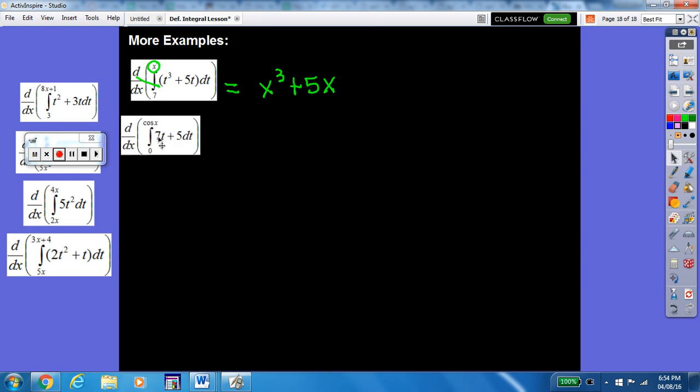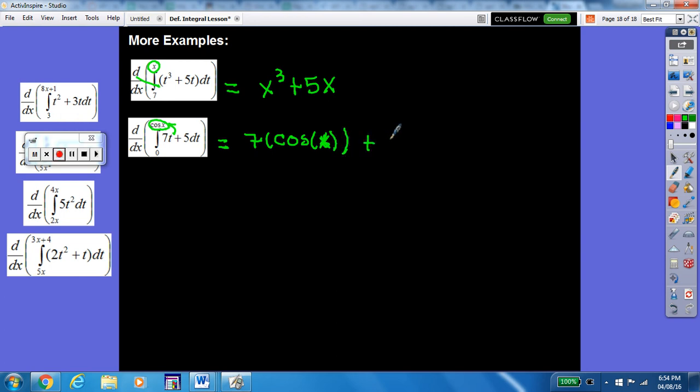If your boundary is not just an x, then this one, our boundary is cosine. So we're going to go ahead and plug cosine in for t. Whoops, there's no t there. So don't have to worry about that guy. And we get 7 times cosine of x, plus 5. Now, we could do this individually, but the whole thing essentially has to get multiplied by the derivative of that top boundary, which is negative sine x.